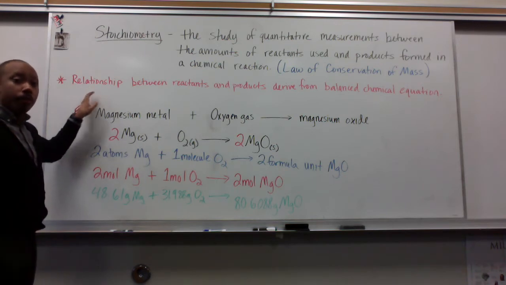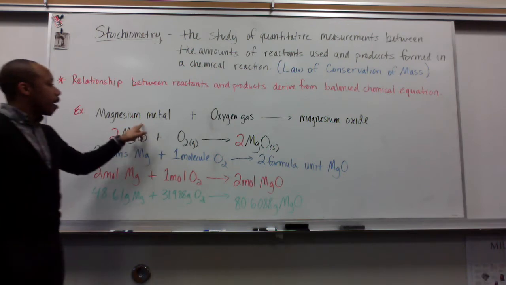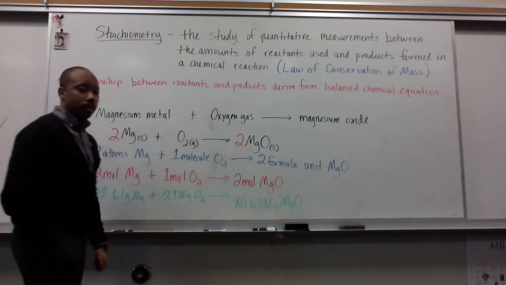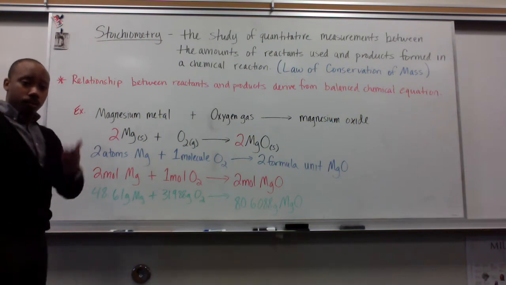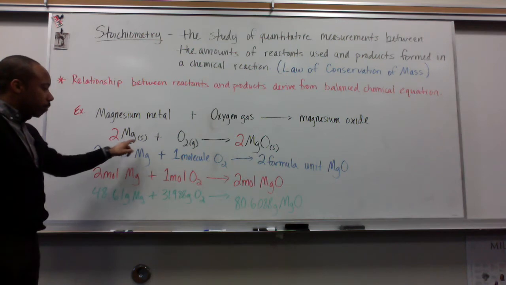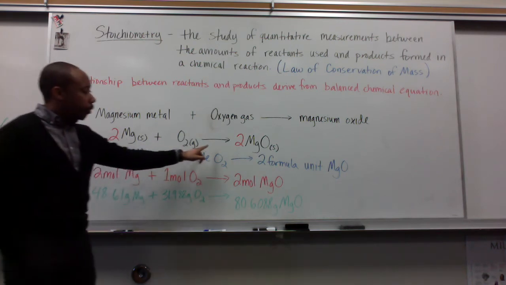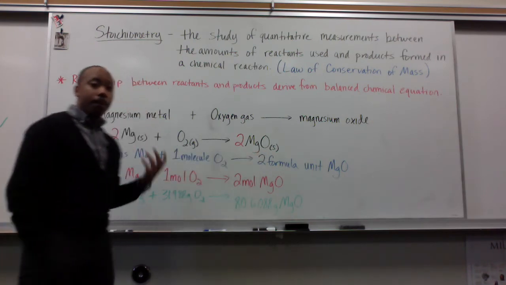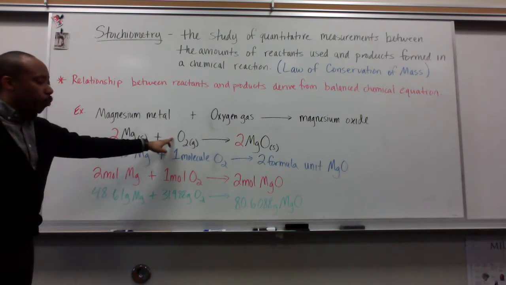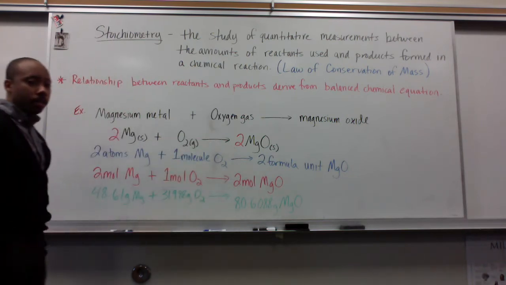Remember that. For example, if I had a reaction that was between magnesium metal and oxygen gas, I would form magnesium oxide. Now, you guys know how to write this. If I wrote this out, it would be solid magnesium reacting with oxygen gas, which is diatomic, producing magnesium oxide. If I balanced it, I'd have 2 here as my coefficient, 1 here as my coefficient, and 2 as my coefficient in front of magnesium oxide.